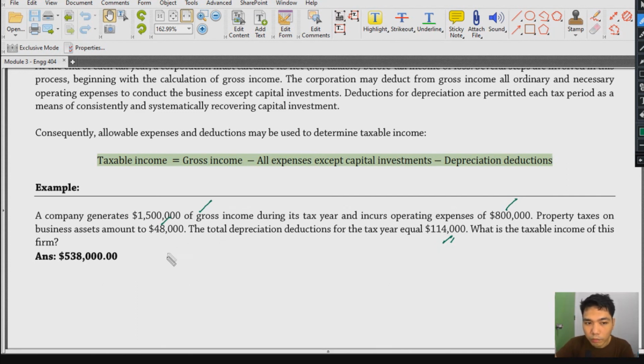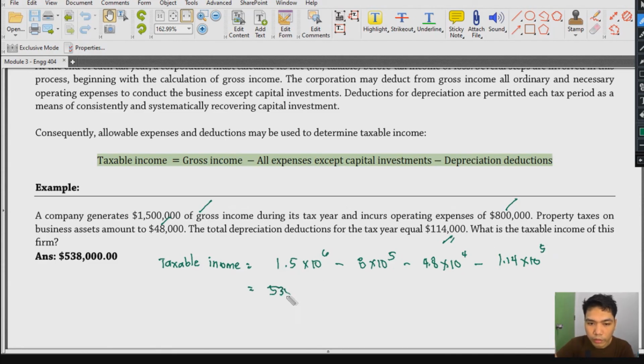So, if you want to determine our taxable income, that's just the gross income, 1.5 times 10 to the 6. We subtract 8 times 10 to the 5th, minus 4.8 times 10 to the 4th. And then finally, we subtract 1.14 times 10 to the 5th. Okay, so this should give you $538,000 as your taxable income. And then, ano bang meron dito sa taxable income? So, ito yung hanapan natin ng tax. Ganun lang yun.